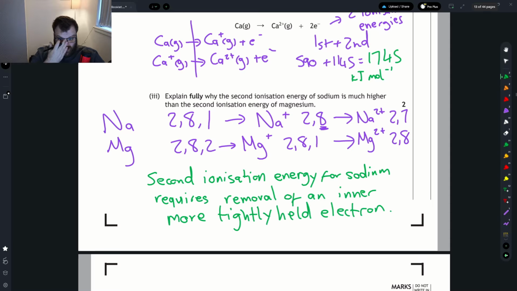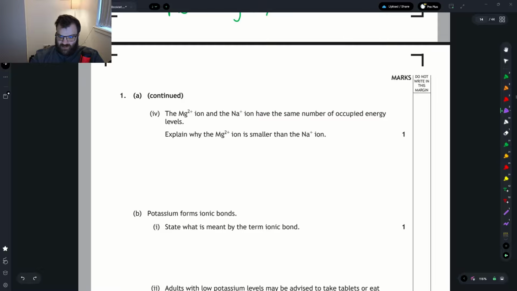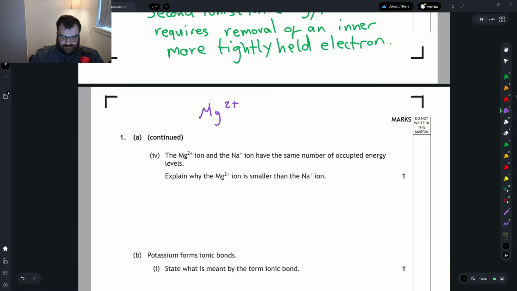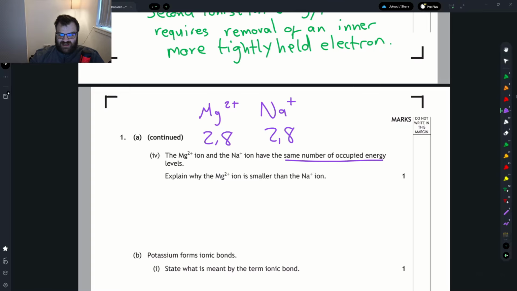There's less shielding of it. You can talk about it that way as well, because there's one less shell. That's going to be less shielding, more attraction by the nucleus to make it harder to remove. We're trying to explain this, so this sounds like it's going to be shielding of protons. So Mg2+, I said that it was 2, 8, and then Na+ is also 2, 8. So, I should maybe read the question. Okay, so same number of occupied energy levels.